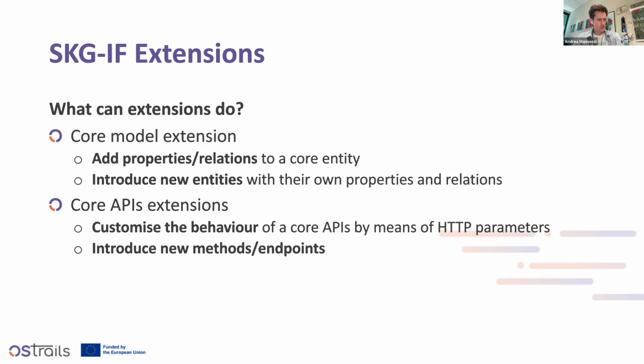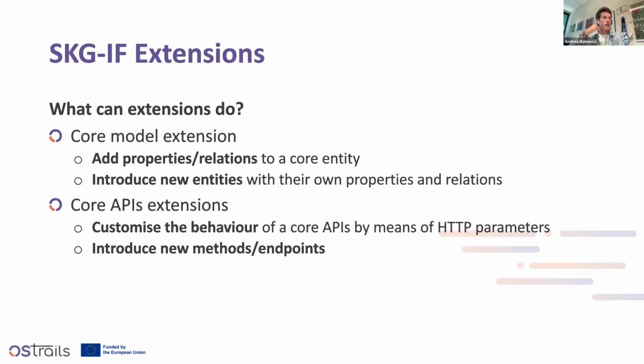A new entity could be a peer review or an annotation of a product. In that sense, it would be a new entity on its own with its own properties and relations with core entities, for example, research product.